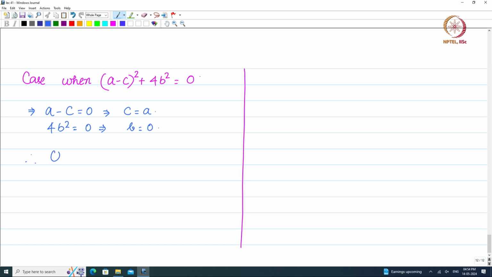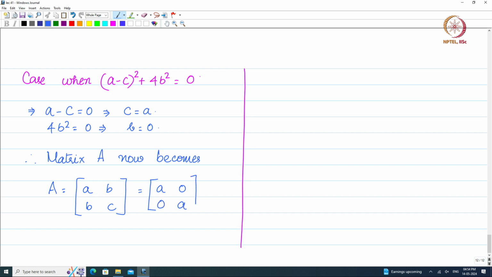Therefore, the matrix A now becomes, we had A B, B C, but from here we found B is equal to 0 and C is equal to A. So, we have A is equal to a diagonal matrix.